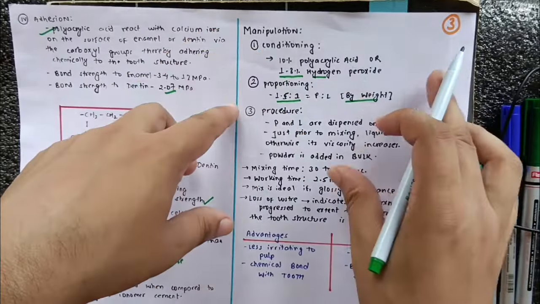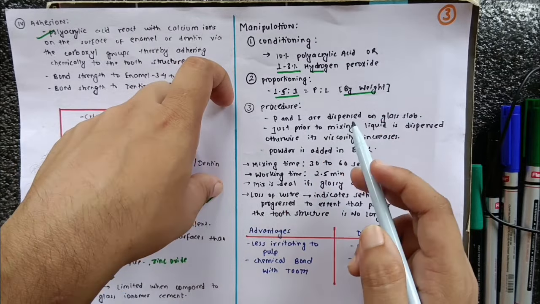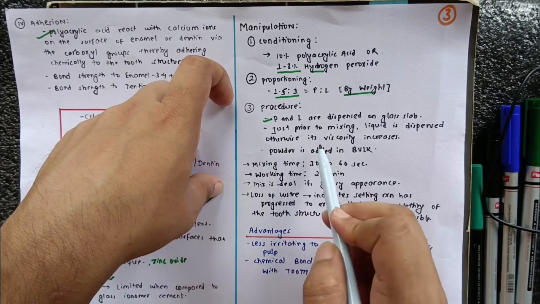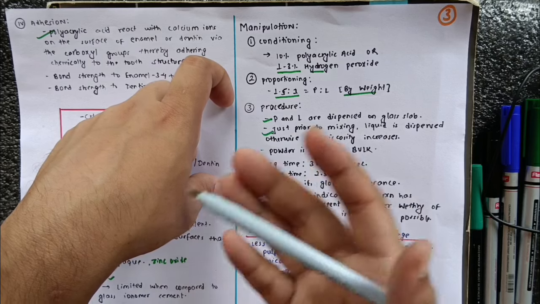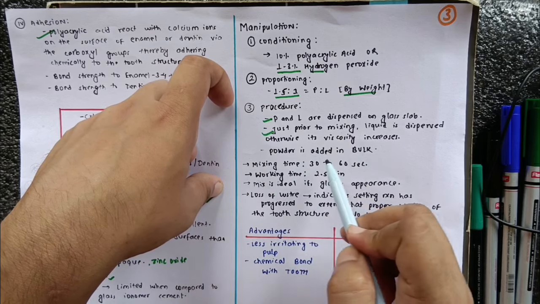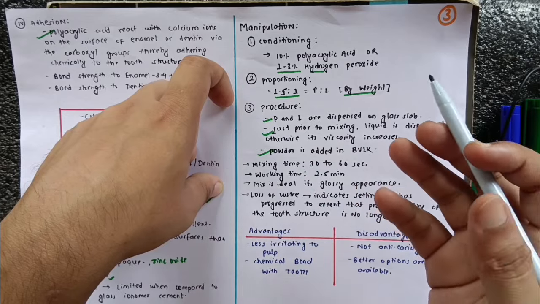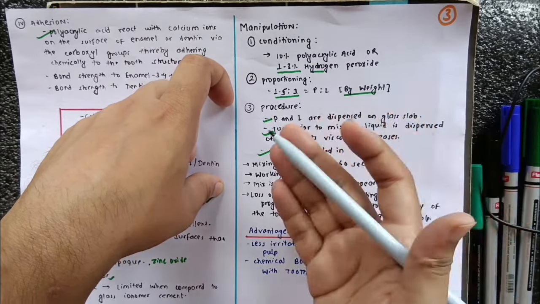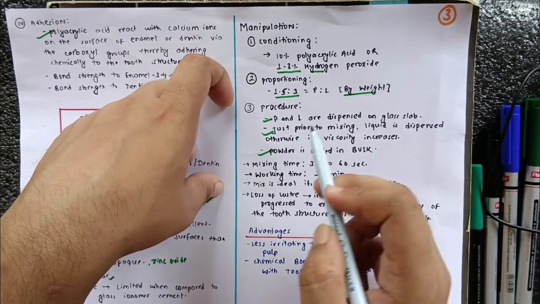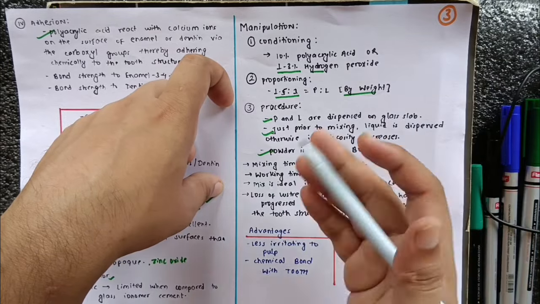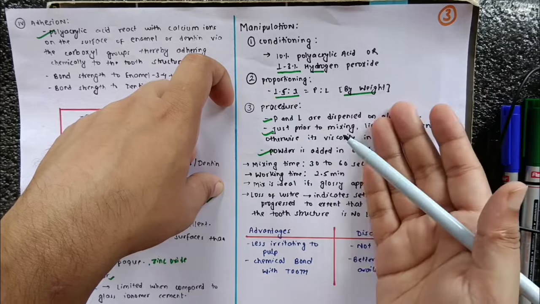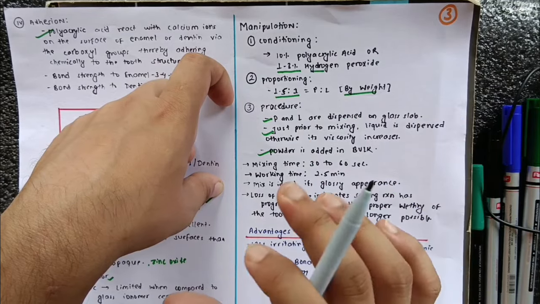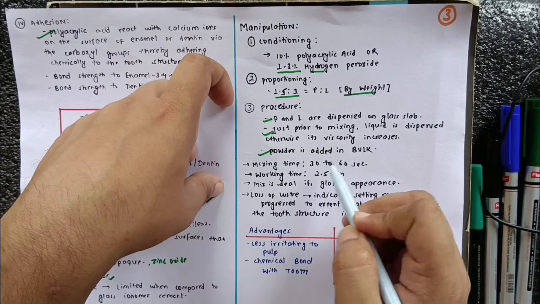Now, in the procedure, powder and liquid are dispensed on the glass slab, and the liquid is dispensed just prior to mixing, otherwise its viscosity increases. This is similar to the previous cements. Powder is added in bulk, so we do not add it in little increments, unlike zinc phosphate, where we divide the powder into 6 to 8 increments. I have given the proper ratio for dividing the increments of zinc phosphate.